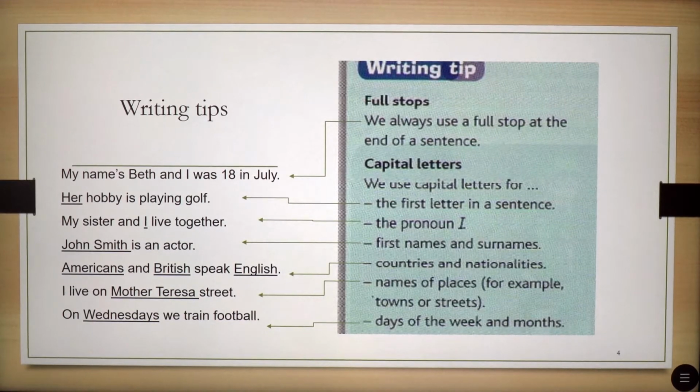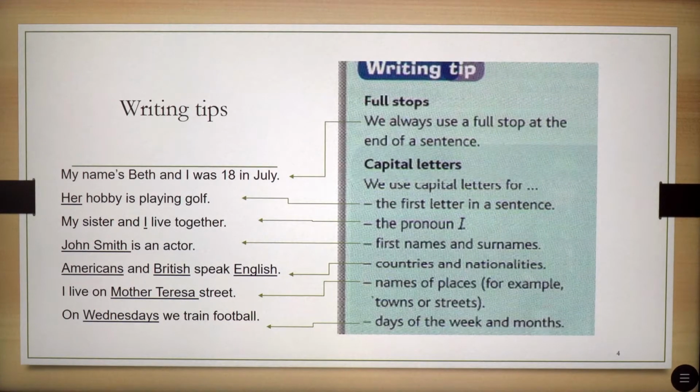Capital letters. You use capital letters when you start a sentence, for example, the first letter in a sentence. Her hobby is playing golf, so Her is with a capital letter. Then, always the pronoun I. The pronoun I is always capital in English. For example, my sister and I live together.